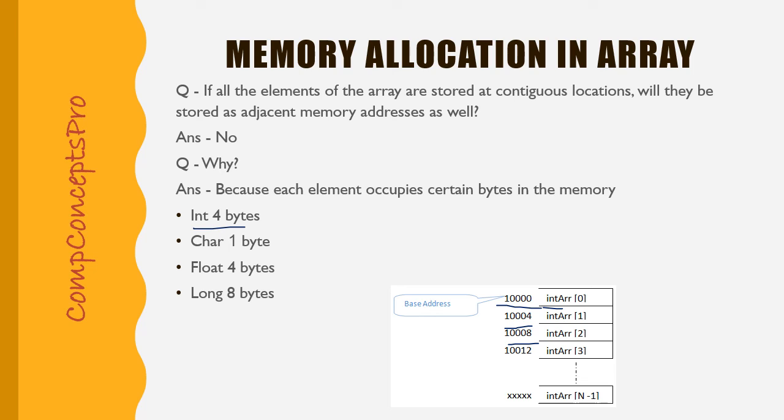Similarly, if it is a character array, the base addresses will be like 10,000, 10,001, 10,002 and so on, because character only occupies 1 byte in the memory. Similarly, for float also, the next address will be after 4 memory locations, and for long it will be after 8 memory locations.